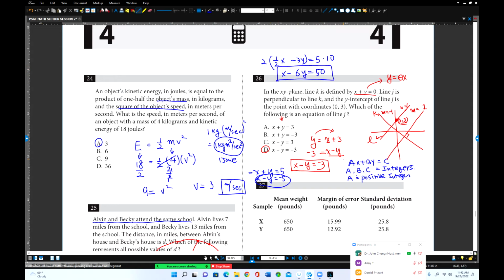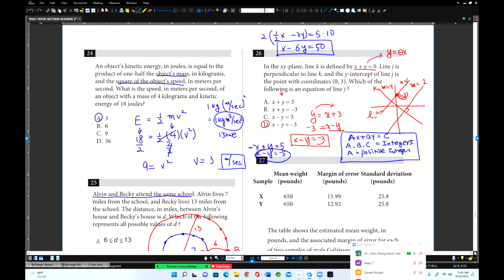Okay? But you're going to memorize this one. Standard form of the line: always the coefficients of x and y and the constant must be integers, especially a is positive. Okay? So choice D is the answer.